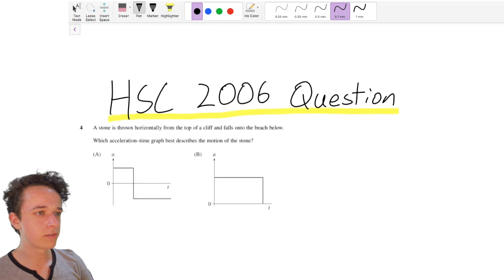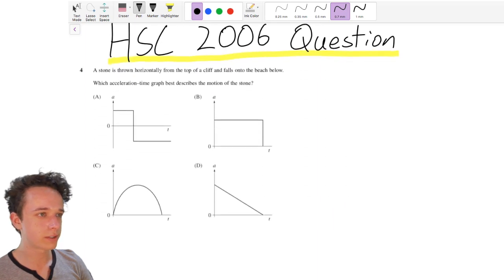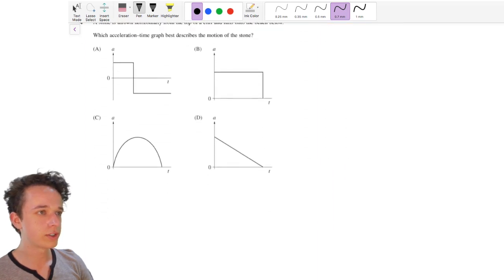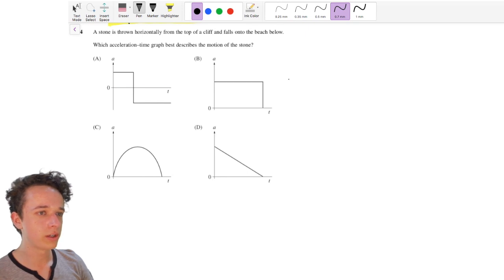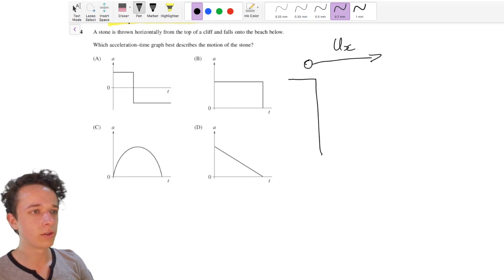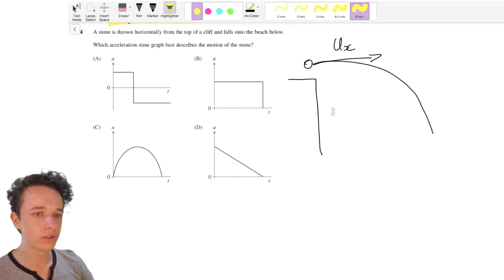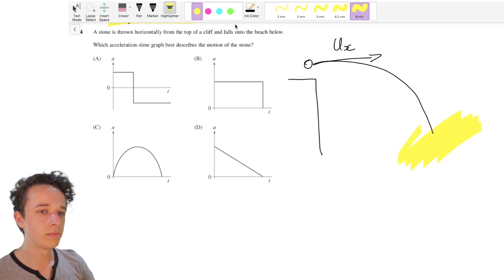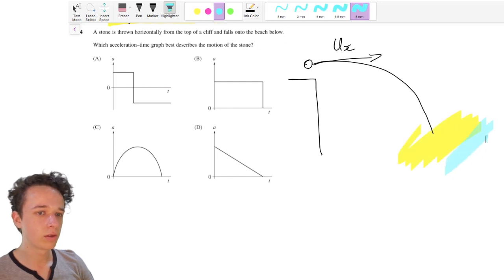So the next question is from HSC 2006. A stone is thrown horizontally from the top of a cliff, with some velocity ux, and falls onto the beach below.